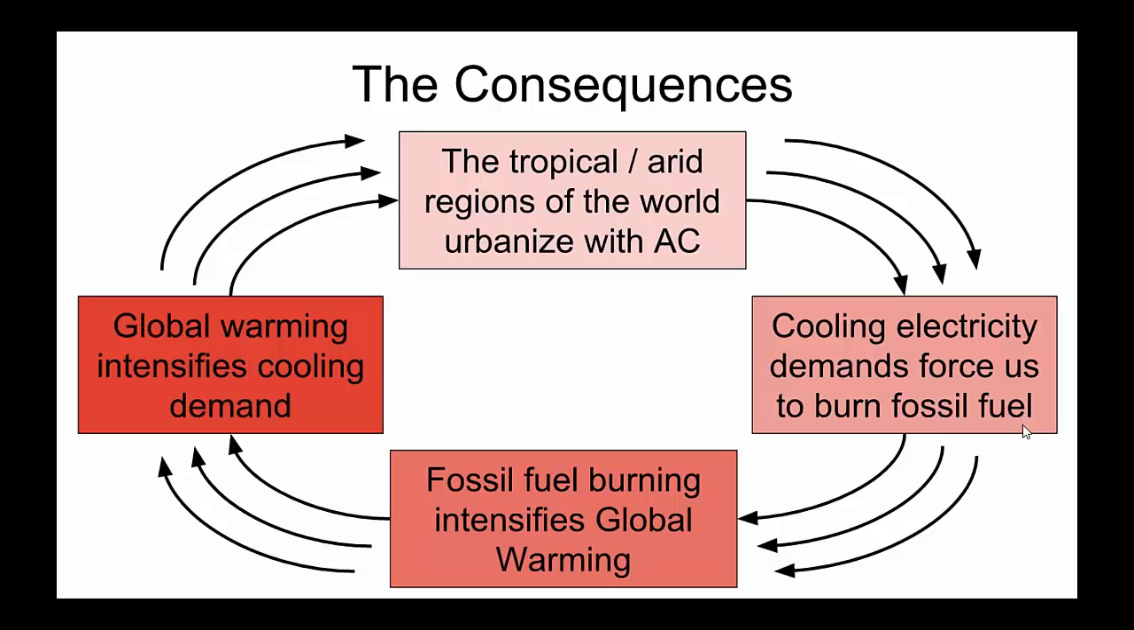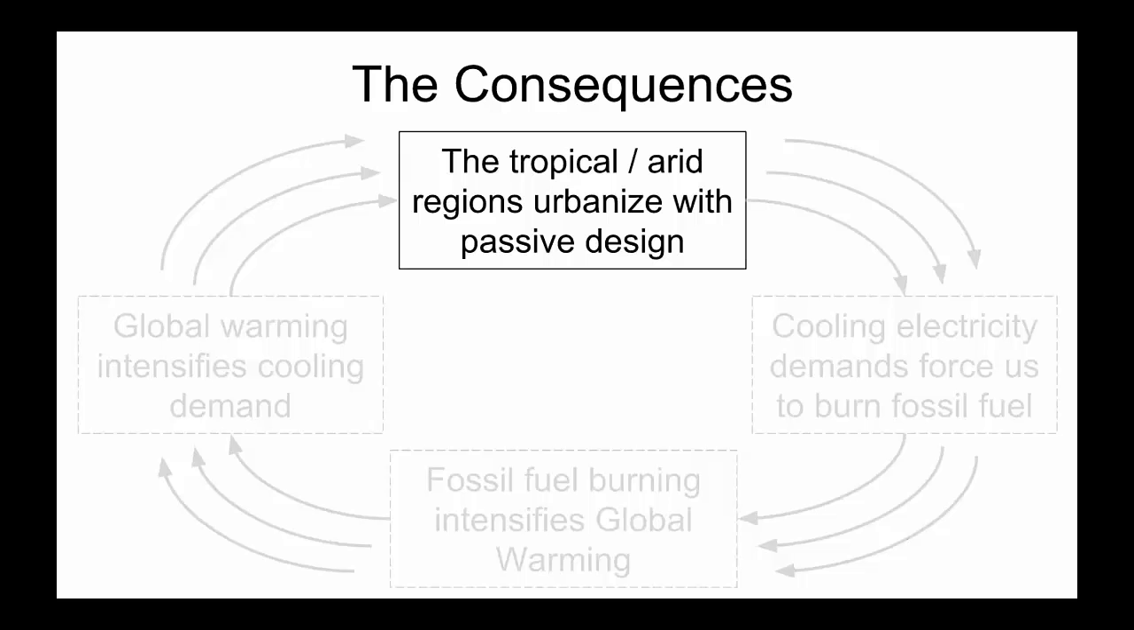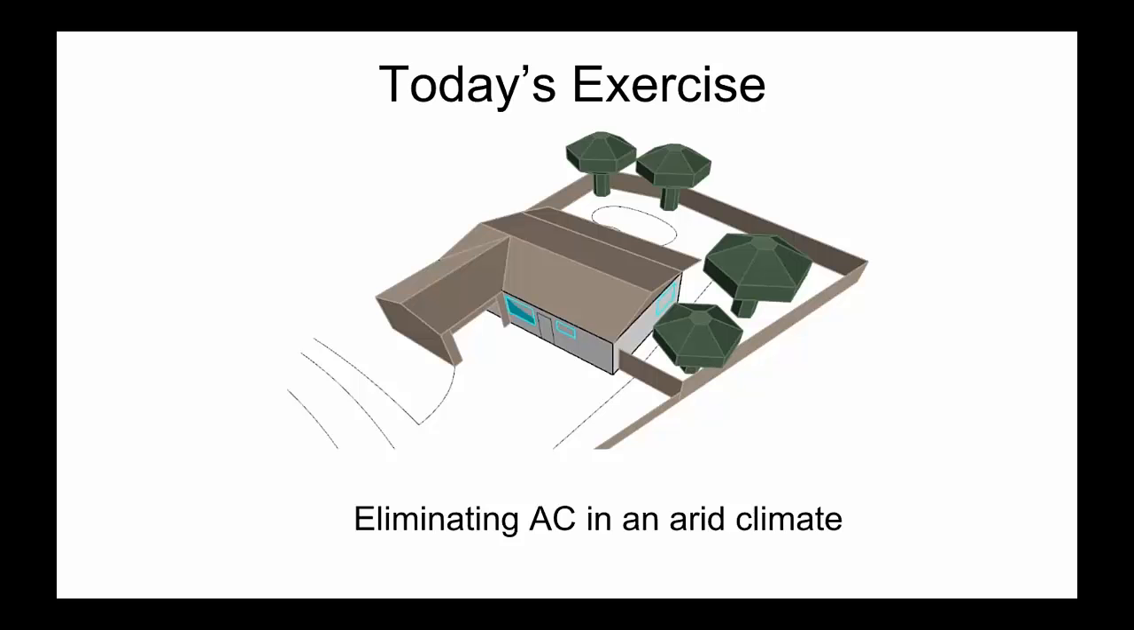And clearly the most obvious way to do that, and probably the easiest, is to try from the start to have these regions of the world urbanize with passive design as best we can. That is really the best way, at least that we can see at this point, to break this cycle and avoid that. So that's why in today's design exercise, we're going to be talking about eliminating air conditioning in an arid climate.